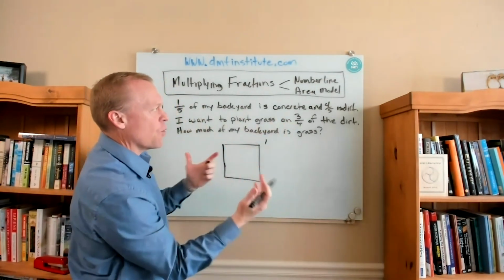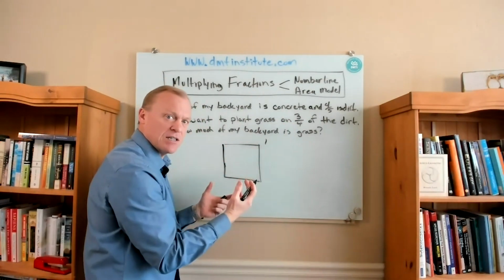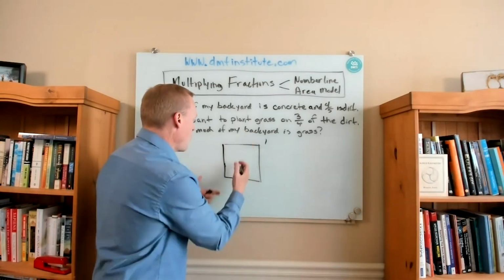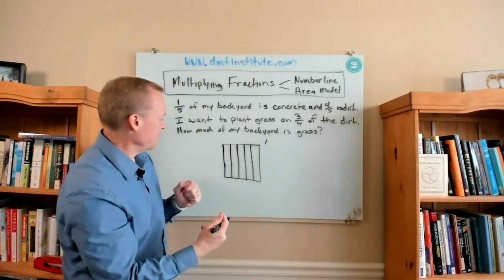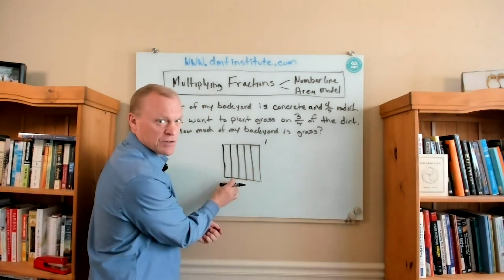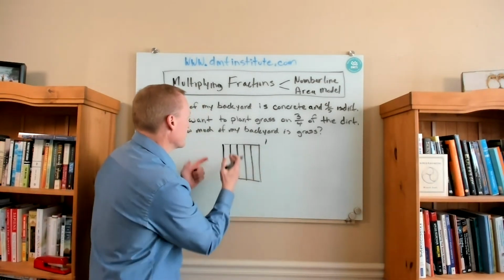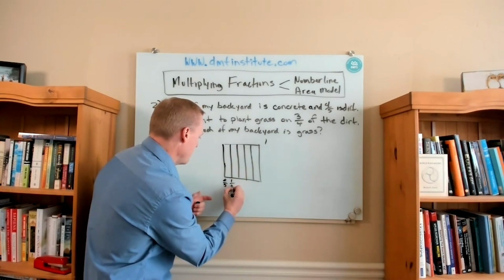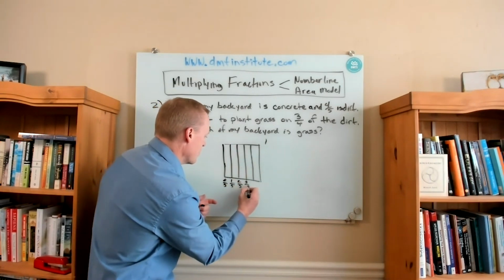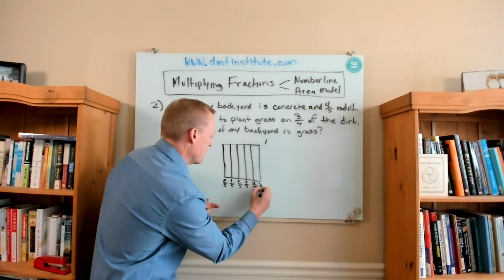I have fifths. 1/5 is concrete, 4/5 is dirt. So I'm going to partition this into fifths. So I need 4 partitions. Pretty close to being even. So when we partition, we want those equivalent units. So I'm going to label this: 0/5, 1/5, 2/5, 3/5, 4/5, 5/5.